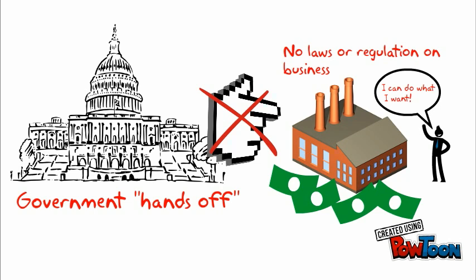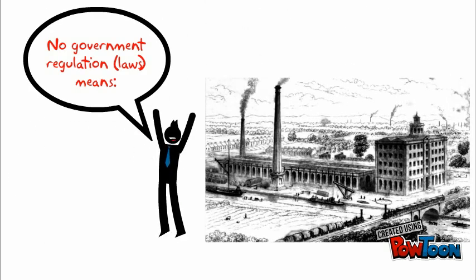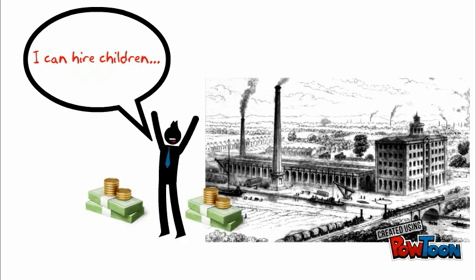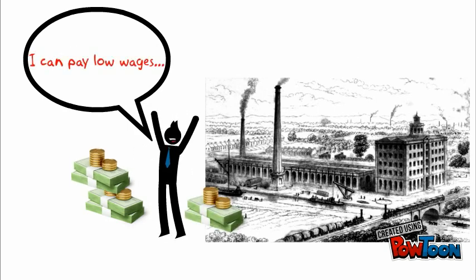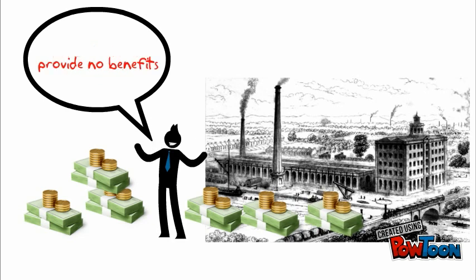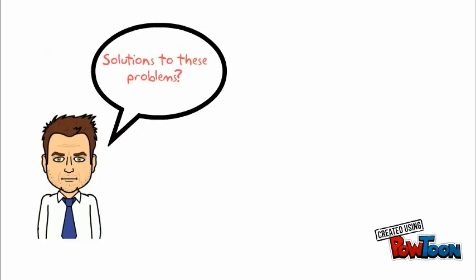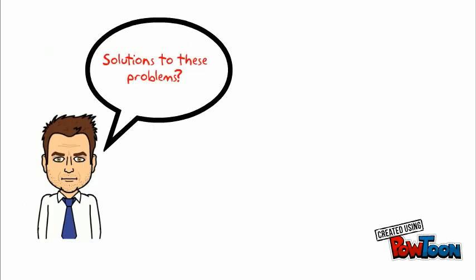And when owners can do whatever they want, the owners themselves are going to see huge profits, but it's going to come at a cost to everybody else. So as an owner, no laws or regulations by the government means I can hire children, I can have child labor, I can pay low wages, I can abuse my workers whichever way I want, I can force them to work 16-hour workdays, 7 days a week. I don't have to provide benefits, and for me, this is huge profits, but for my workers, not so much.